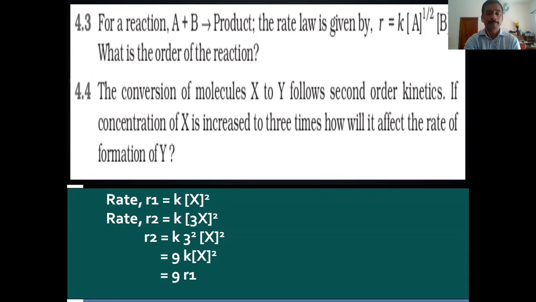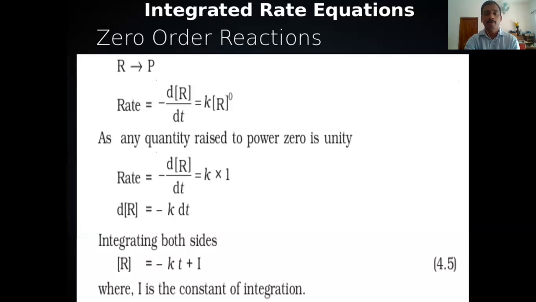Is it clear? Now integrated rate law, that is the next one. Or integrated rate equations. The first one is zero order reaction. You can take a general equation, R gives P. R represents reactant and P product. So R gives P. How can you represent rate of this reaction? We have two methods. The first one is instantaneous rate. Rate is equal to minus d[R] by dt.